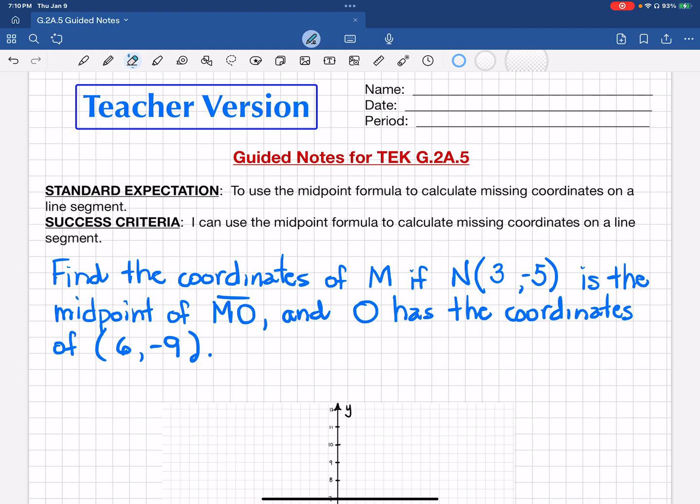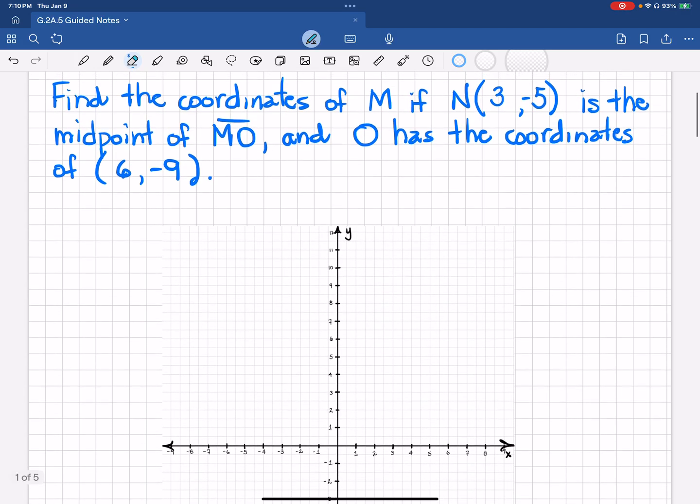So what this looks like is they're going to give you a midpoint and they're going to give you an endpoint. And what you have to do is find the coordinates of that other endpoint based upon the midpoint and the endpoint that they gave you. And so the problem looks something like this. Find the coordinates of M if N (3, -5) is the midpoint of MO, and O has the coordinates (6, -9).